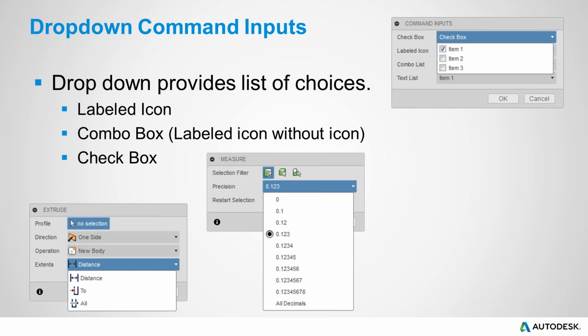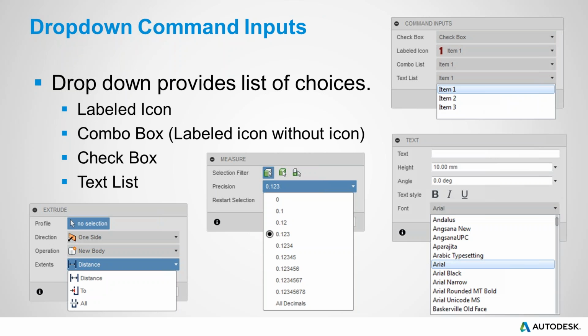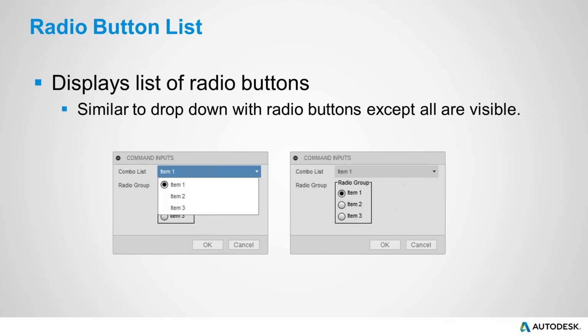Right, so those are different drop-down types. And then this last one is a text list. So this is just a list of text items, and you pick one, and then that shows it at the top level, and you can see where it's using Fusion there to pick a font. Right, so those are all supported through the API.